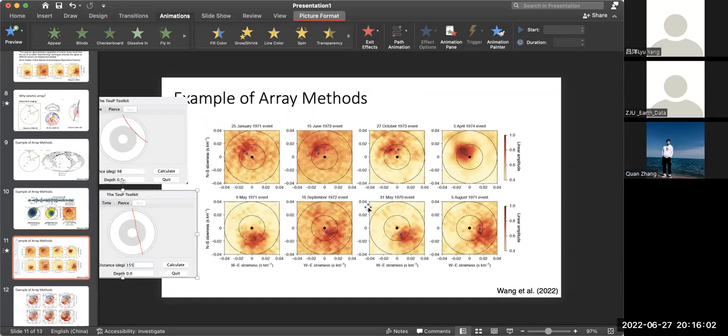This figure shows 8 events in different locations and incidence. The black points mean the vertical incidence, and the blue ones mark the predicted slowness, and the 2 dashed circles represent the slowness of the inner core and outer core boundary.